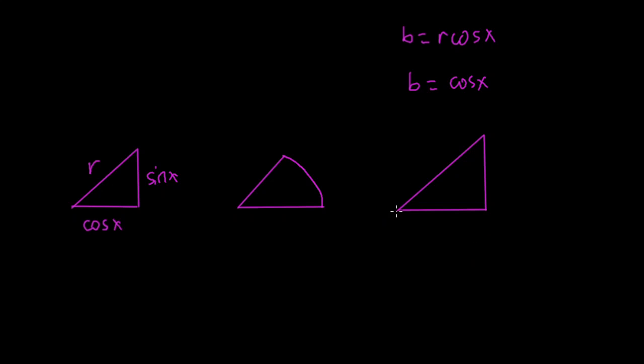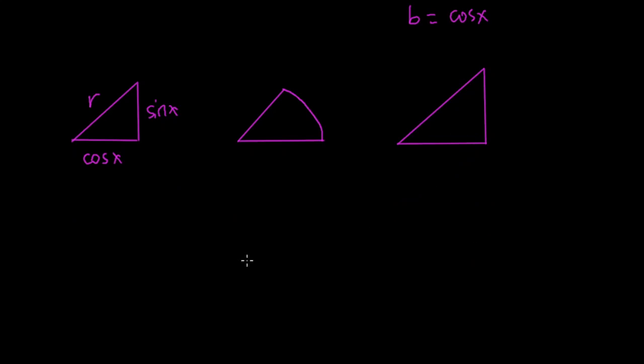Okay. Now, what's the area of this smaller triangle? The area of a triangle is the base times height divided by 2, right? So this area here is sine x times cosine of x divided by 2.